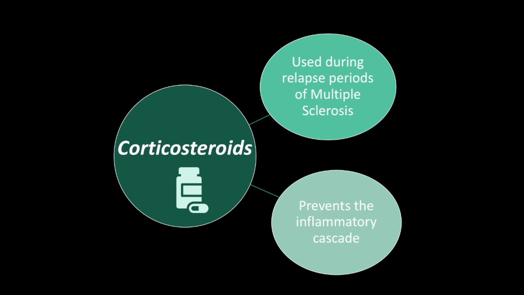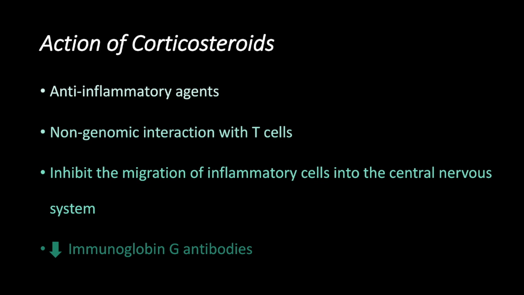Corticosteroids are potent anti-inflammatory agents that express their anti-inflammatory action through a non-genomic interaction with T cells, the main orchestrators of an inflammatory response. Corticosteroids inhibit the migration of inflammatory cells into the CNS by means of modulating the effect of matrix enzymes responsible for the migration of inflammatory agents through the blood-brain barrier.